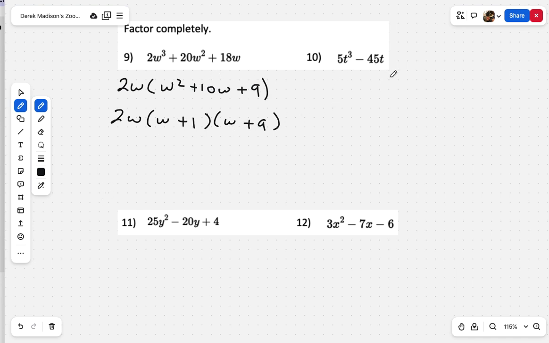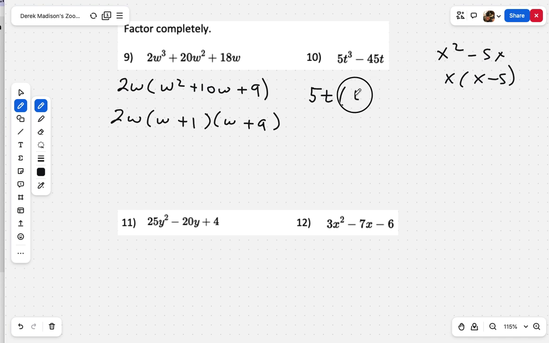This has 2 terms, so we could have something like x squared minus 5x. So that would be the exception to the 2-term thing. That would be x times x minus 5, where there's just a greatest common factor. Other than this case, if we see 2 terms, it's probably a difference of squares. This one also has a greatest common factor, which would be 5t.